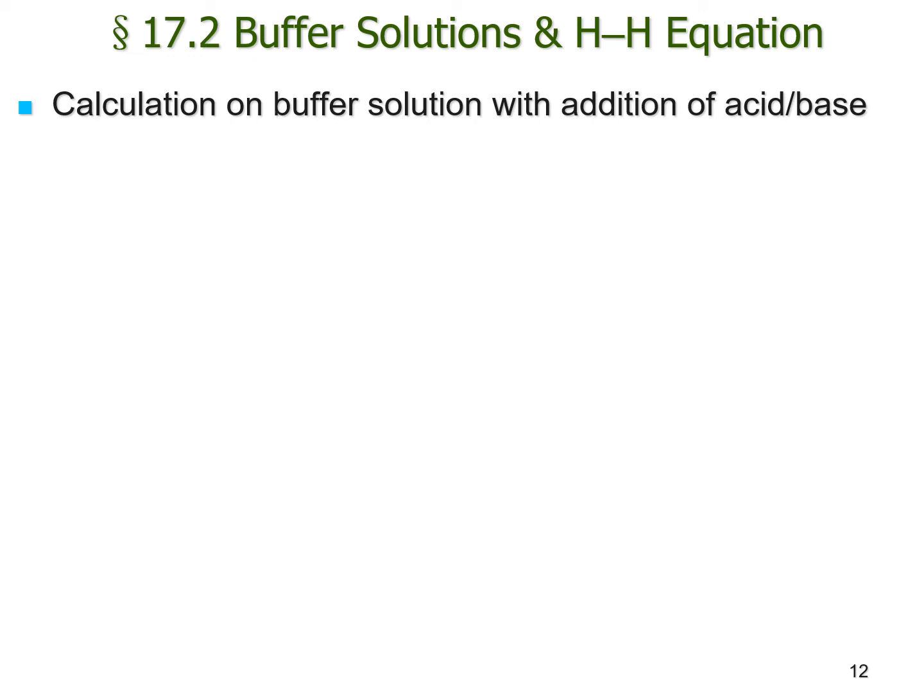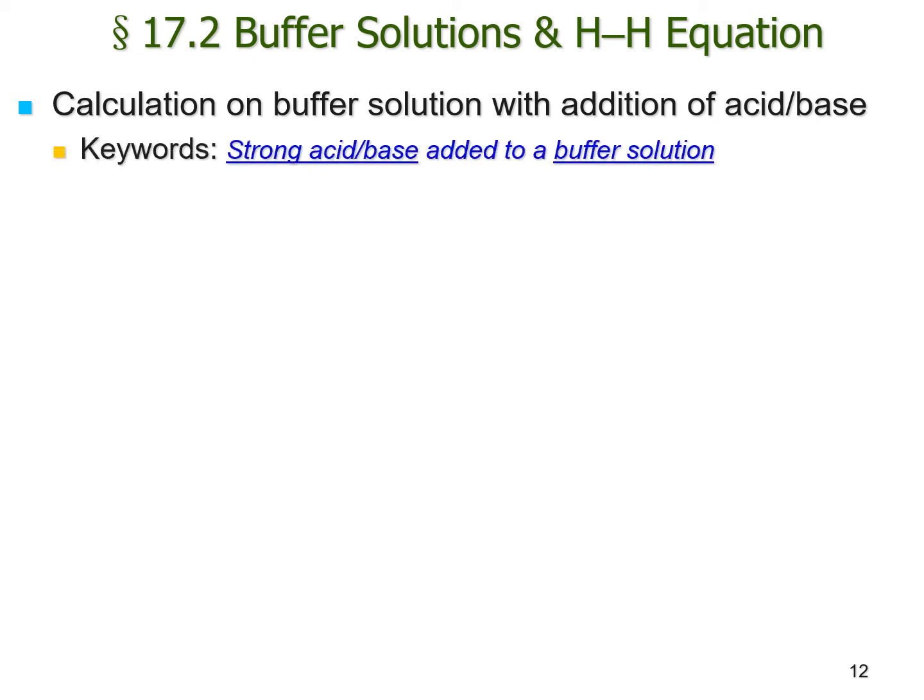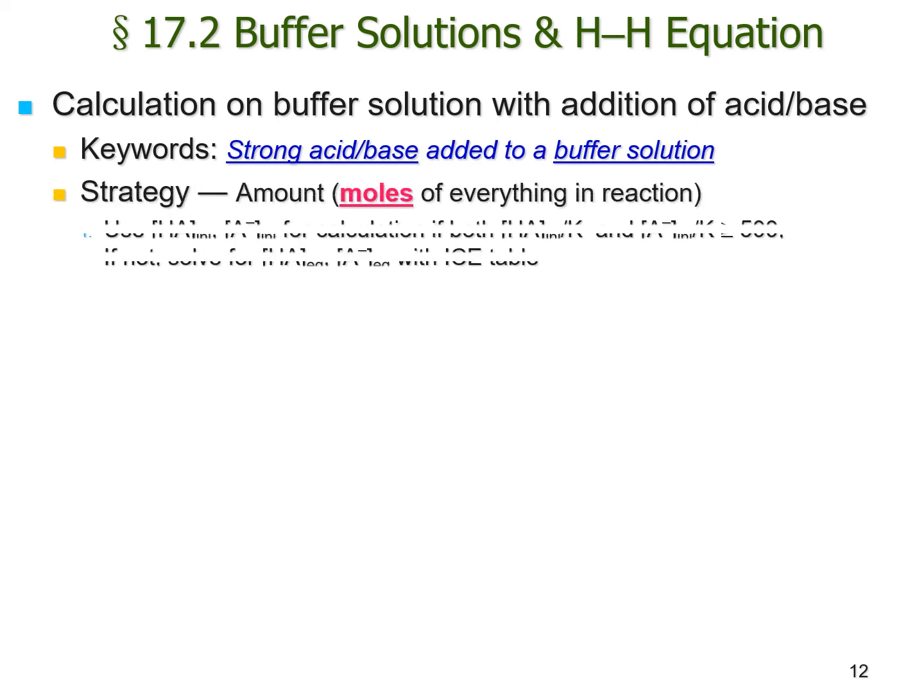All right, so once we know how the buffer solution works when a small amount of strong acid or strong base is added, we can lay out the procedure for the calculation problem of a buffer solution with the addition of acid or base. In our course, when we introduce acid and base to a buffer solution, they are usually a strong acid or strong base. So to recognize this type of calculation problem, not only do we see the buffer solution, we should also see a strong acid or strong base in the question. The strategy.